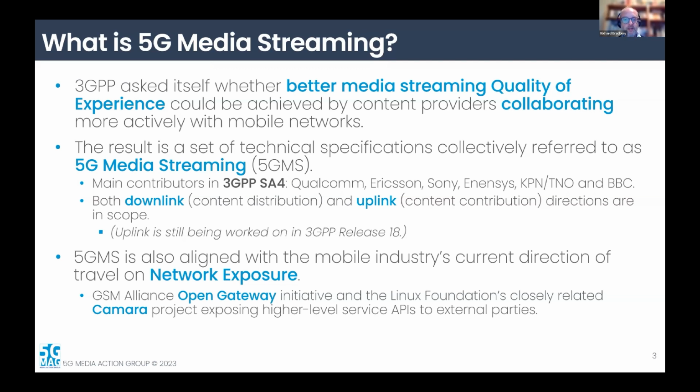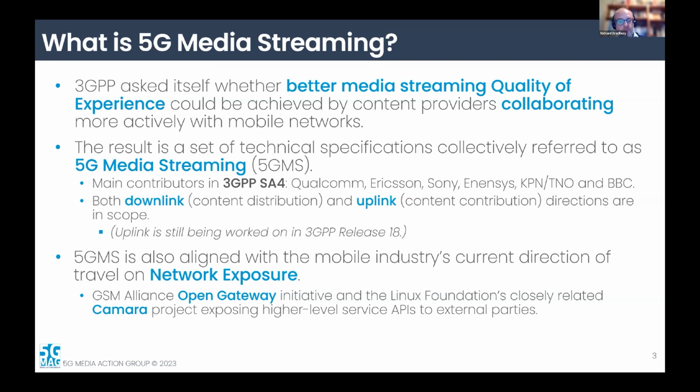What they did was they created a set of technical specs. This was supported by lots of companies. I've listed a few of the contributors there, but there are many more. It covers both the content distribution and the content contribution space, so what in mobile networks we would call downlink and uplink. Although it has to be said that the uplink is a bit weaker in some of the early releases, but it's being worked on right now in release 18 of 3GPP to improve that.